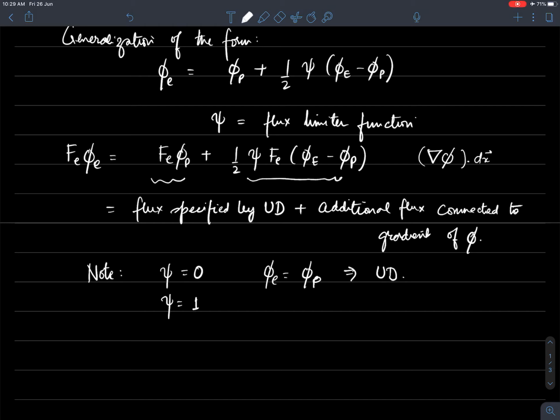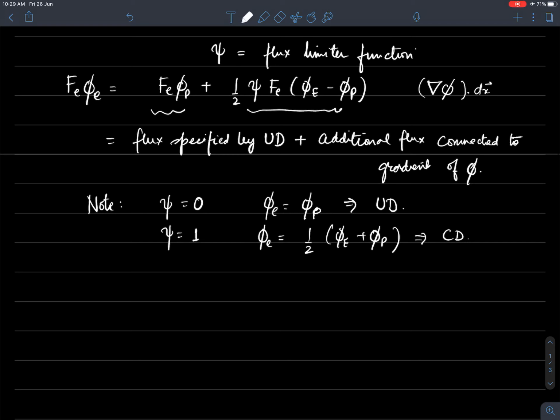Similarly, if psi is 1, then phi E becomes half into phi E plus phi P, which is central differencing. So two values of psi essentially take into account the schemes that we already developed. Now let's say we wanted to look at what happens in the QUICK scheme, or what is psi for the QUICK scheme.